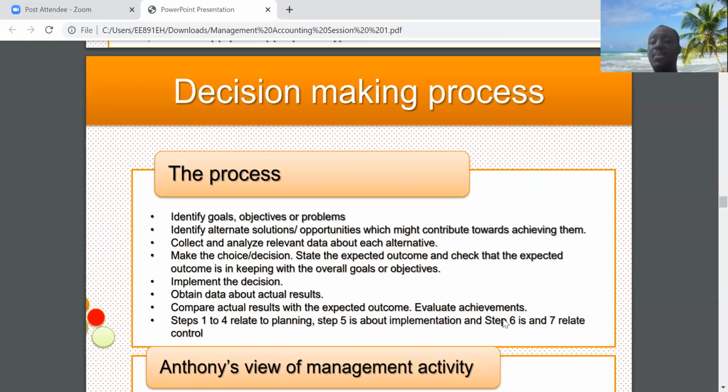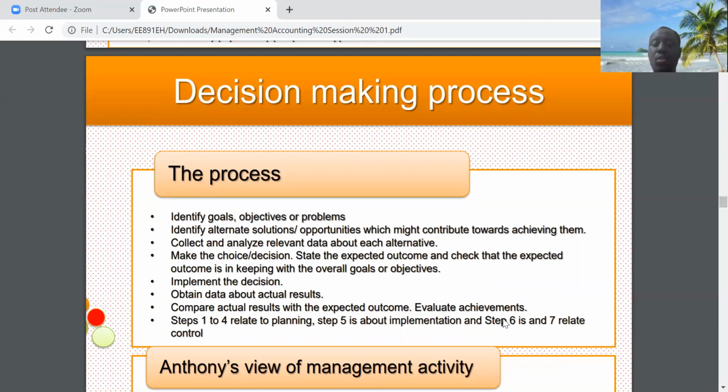After you've implemented the decision, you don't just relax. You have to obtain information about the actual results from the decision you've taken. Then you compare your actual results with your expected outcome. You said that when I implement this decision, this is what I expect. Then when you actually implemented the decision, you get some actual results. So you compare your expected results with your actual results and evaluate your achievements. Very, very important.